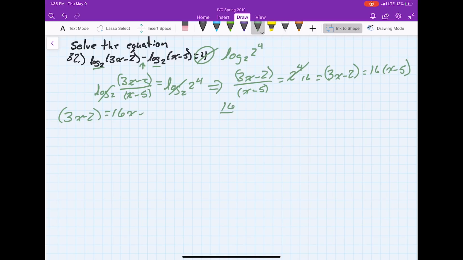80? Let's try it. 16 times 5, that's 80. Yeah, 80. Sometimes I just don't trust myself. Anyway, I'm going to need this space. Maybe. I don't know. 80.